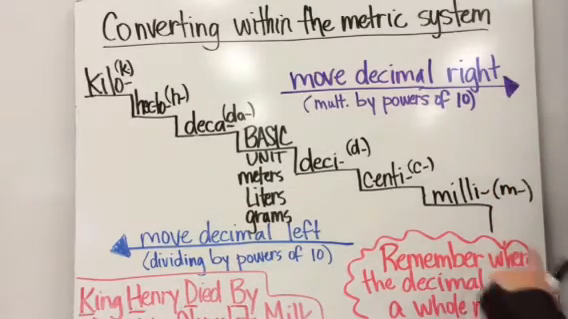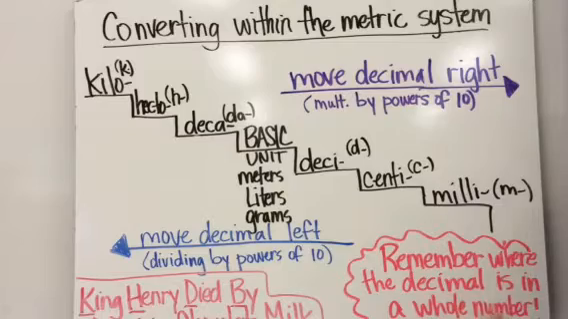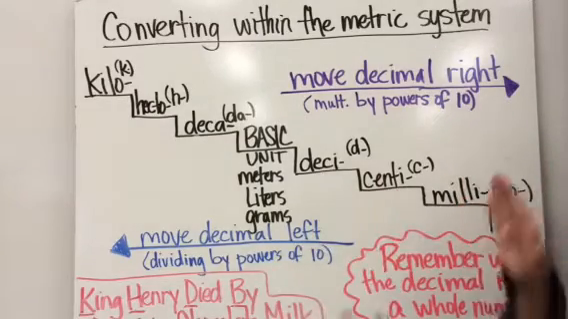Something else to remember is that the decimal in a whole number is at the far right, because we're going to use that when we start converting between measurements.